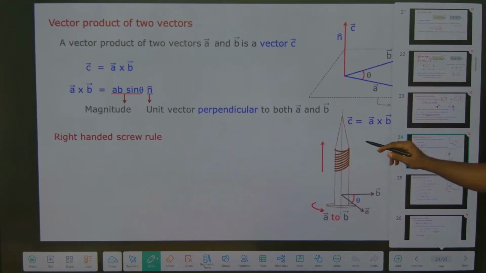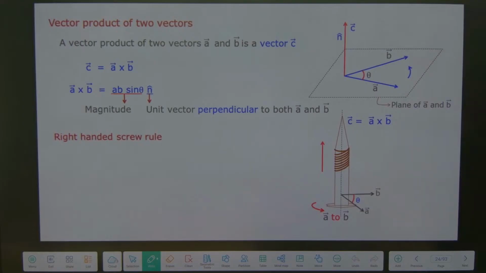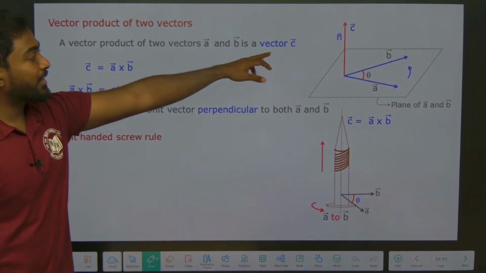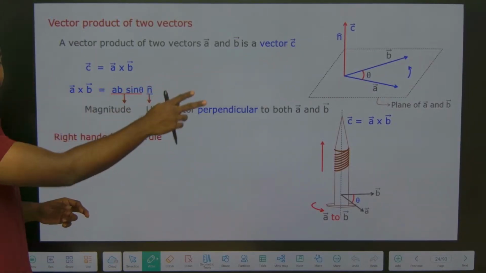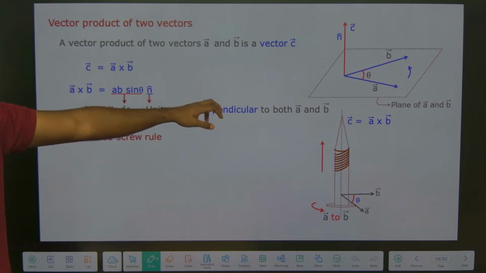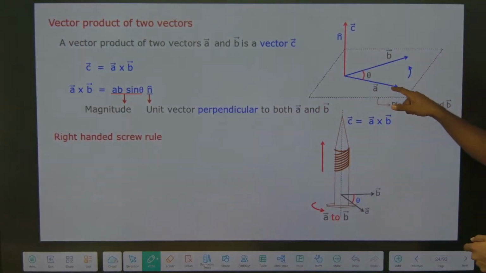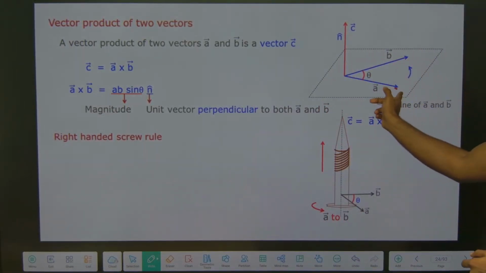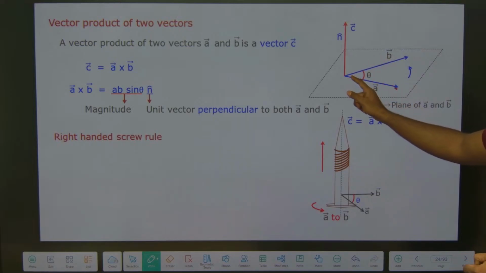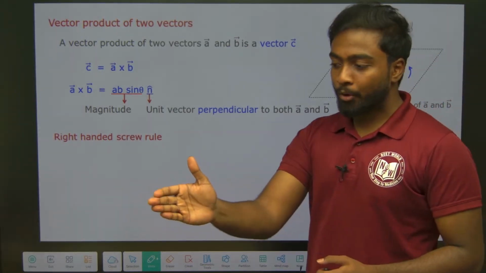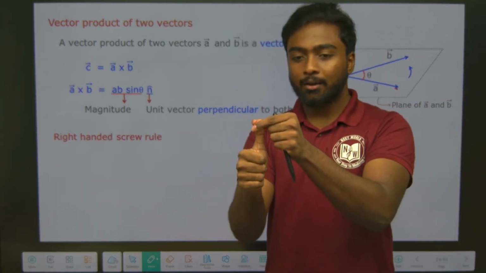Okay. So now we will see the vector product of two vectors. In motion in a plane we talked about vectors and scalars. The vector product of two vectors A and B is a vector C. Here, this is my first vector, this is my second vector. Going from the first vector to the second vector, I need to find the direction of the resultant vector. So going from the first vector to the second, the resultant vector will be upward.